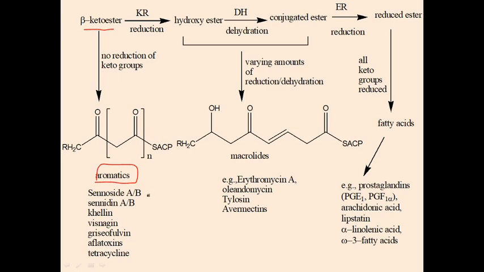There are examples of various aromatics. Example: cynoside, there is an aromatic ring. Cyanidine, tetracycline, there is an aromatic ring. Griseofulvin, aflatoxins. These various classes of compound can be formed further.